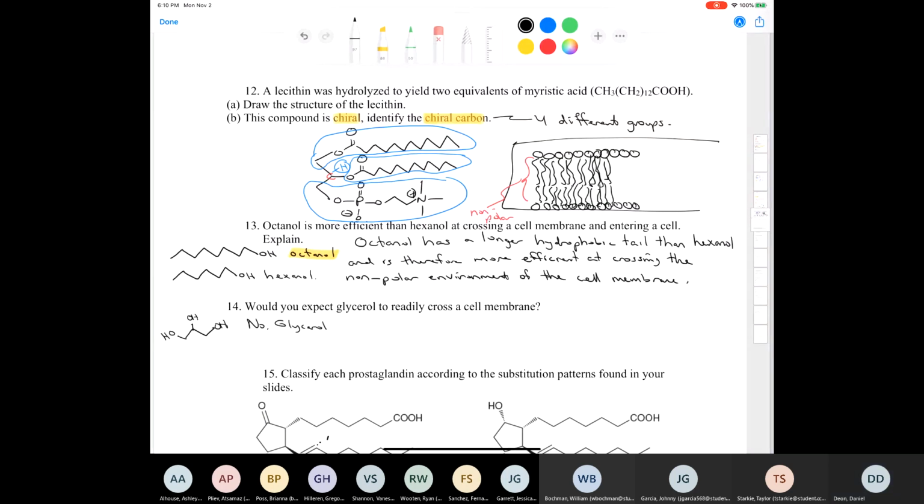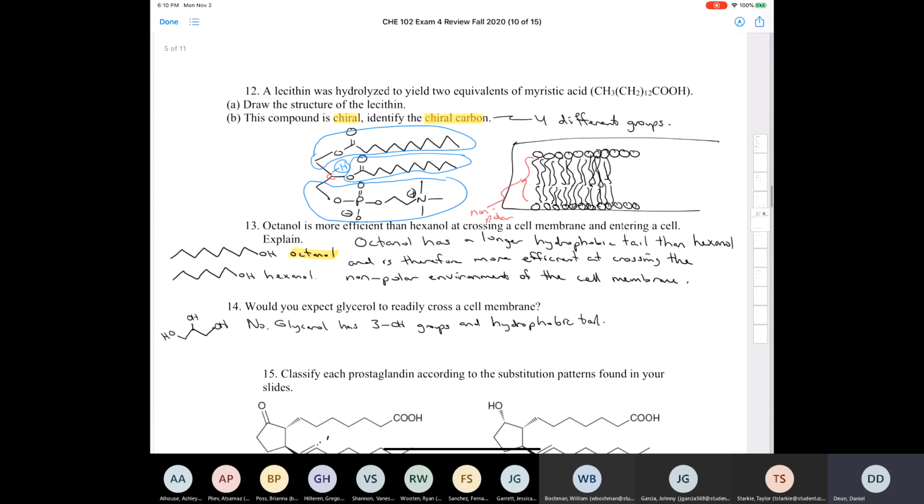Glycerol has 3 hydroxyl groups, which are extremely polar, and no hydrophobic tail. Okay, and therefore it's not going to be able to cross the nonpolar environment of the cell membrane.